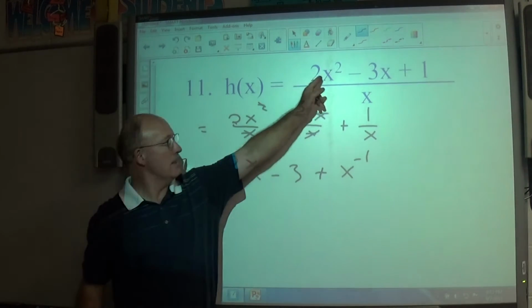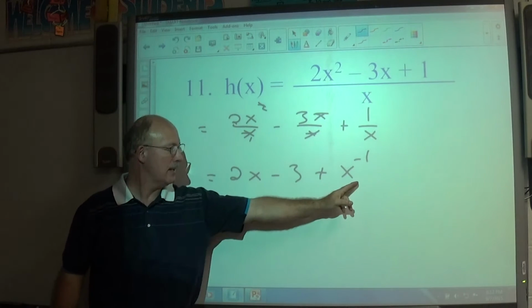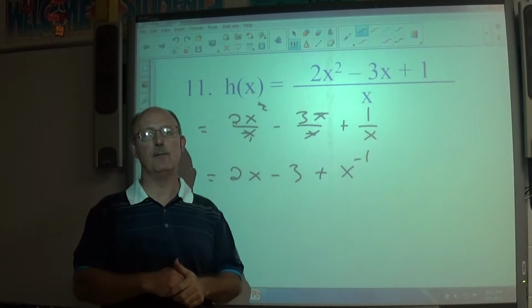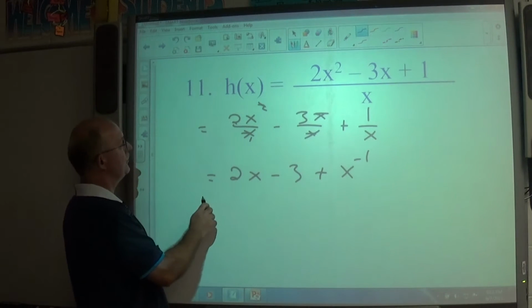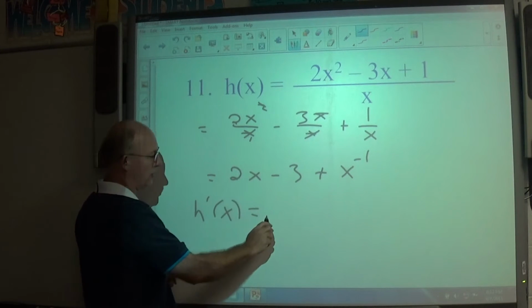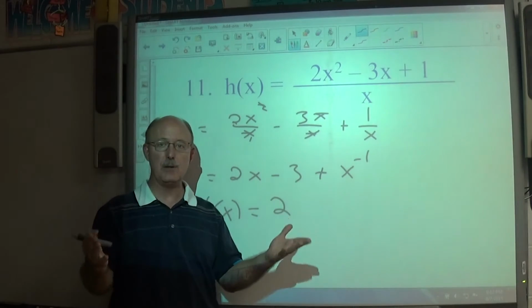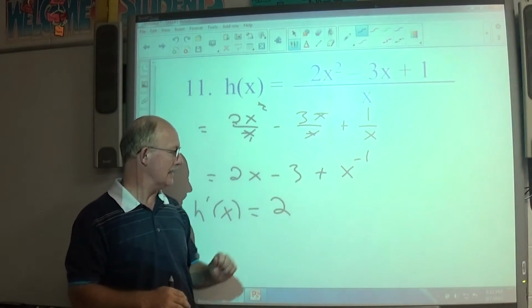So we've taken this fraction and divided it out. Now we have this expression here, much easier to take the derivative of. So let's take the derivative of each term. Now this is h of x, so h prime of x is going to be equal to, the derivative of 2x is 2. The derivative of negative 3 is 0. That's a constant. Remember the constant rule? The derivative of any constant is 0.